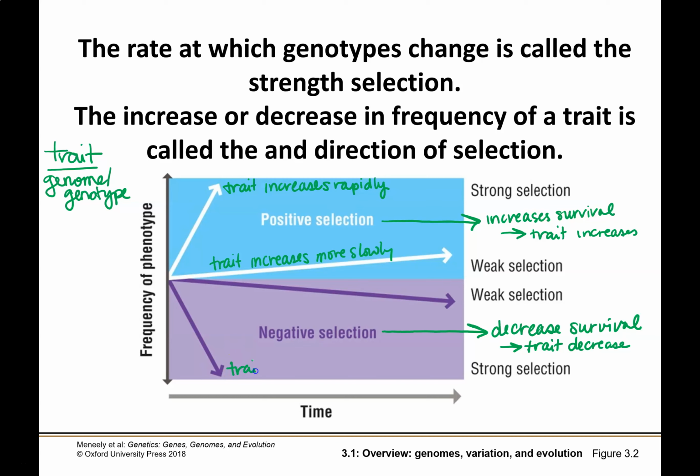So the trait frequency decreases rapidly. And let's say it's not so great for the individual, but not quite as bad. The trait's going to decrease more slowly in the population.